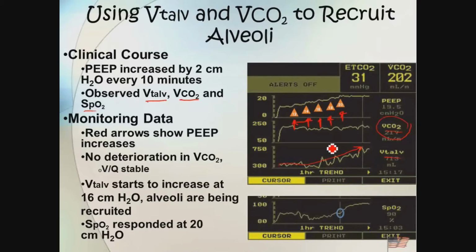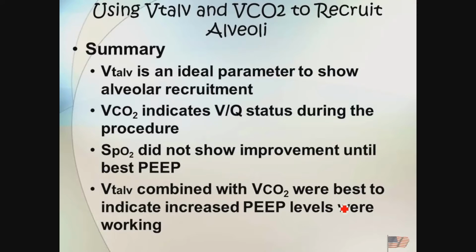So they saw that at about 16 they had their optimal level, and it didn't get much better above 20. So they're starting to see recruitment at 16, but the guy actually got a little bit better at 20, so that's where they left it. Your saturation here is at 98%, which is pretty good saturation at that point. So watching that alveolar volume tells me how much recruitment I have. I would love to see this with APRV. I think it'd be so cool to see the alveoli popping open.